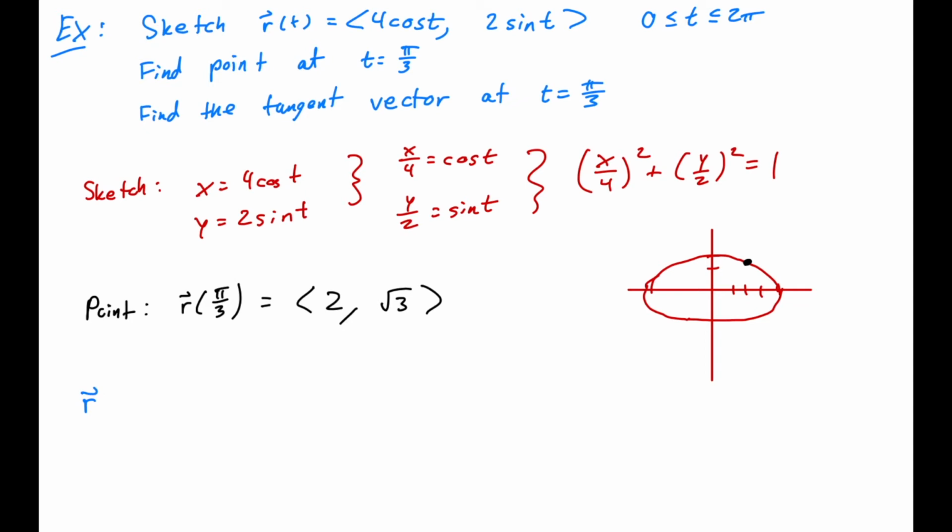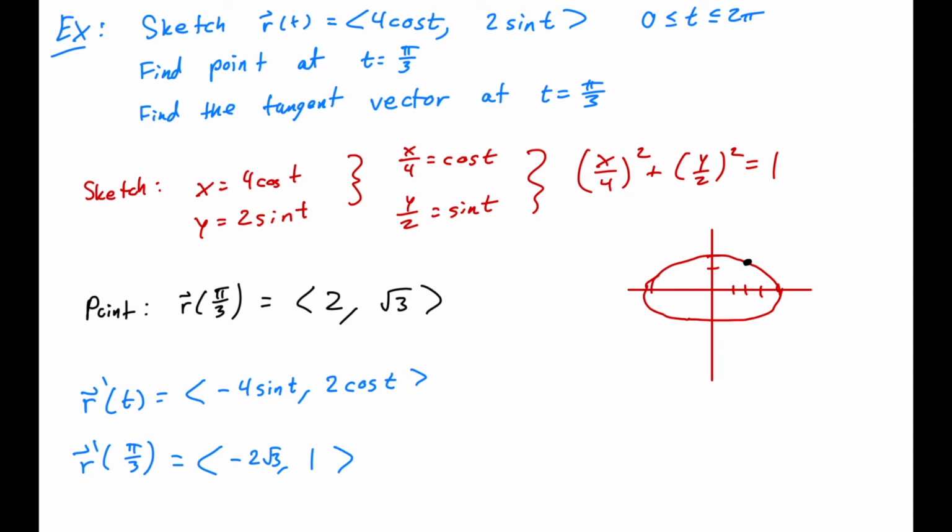So the tangent vector, the steps, just like in Calc 1, just like in AP Calc, differentiate first. We get negative 4 sine t, 2 cosine t. You can't plug in, then differentiate. If you plugged in and got 0 over 0, very common mistake, very bad mistake. And then we plug in pi over 3 to this function, obtaining negative 2 root 3 in the I direction and positive 1 in the J direction.